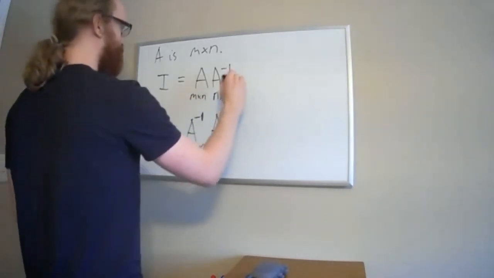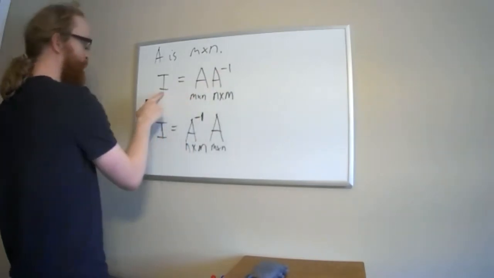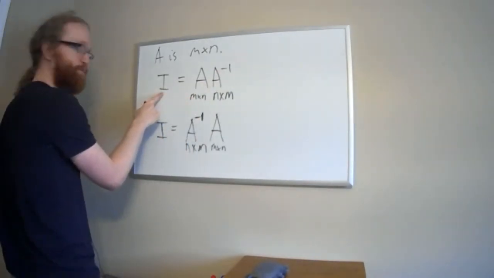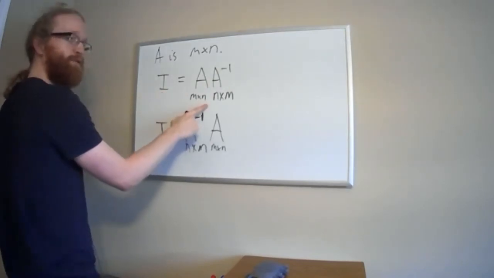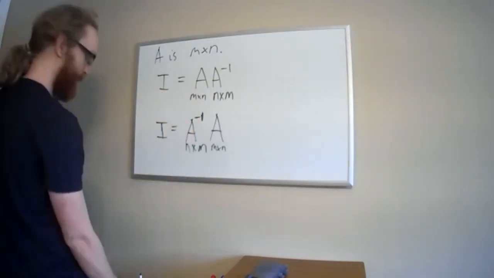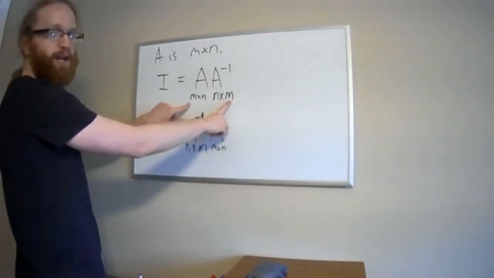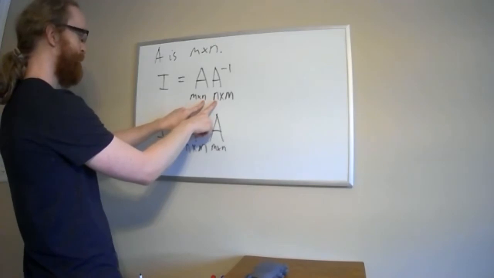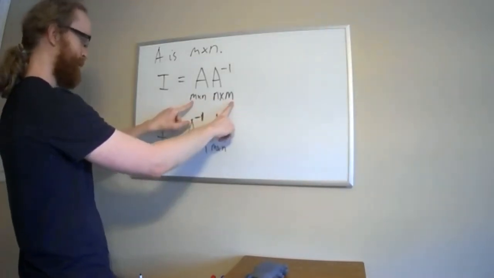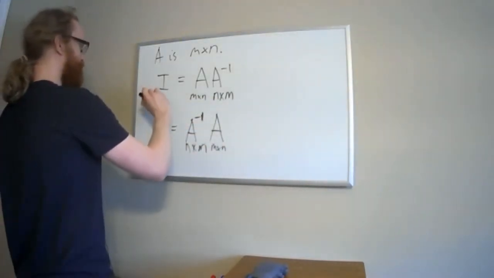Well, this is a square matrix. I is a square matrix. And its dimension is going to depend on the dimension of this product. How do I know the dimension of a product? Well, I take just the outside guys when I line them up like this, right? These guys match, so the multiplication is defined. And to get the dimension of the whole thing, I just take the outside guys. So here I see I has to be m by m.